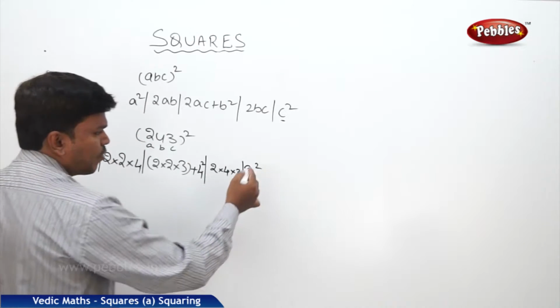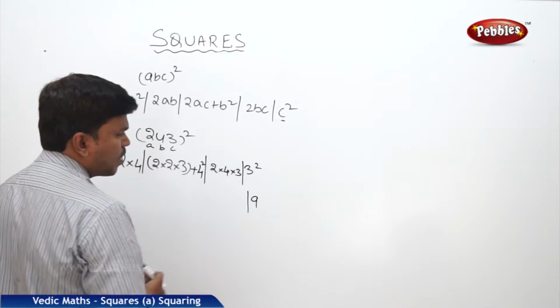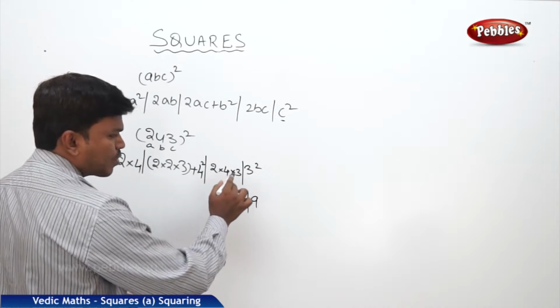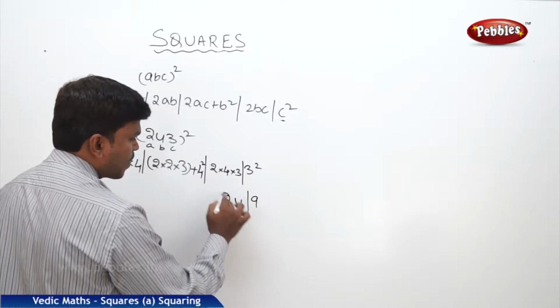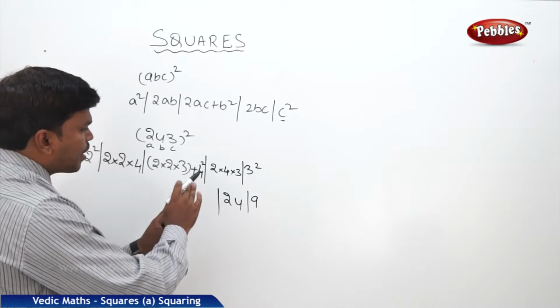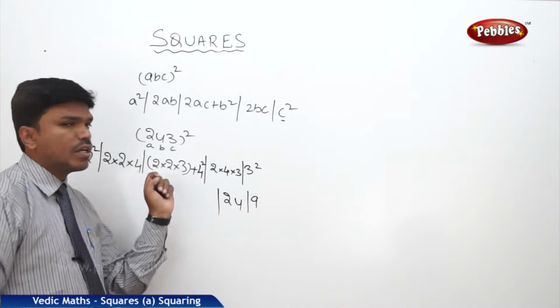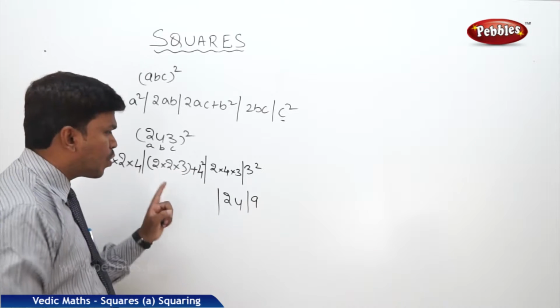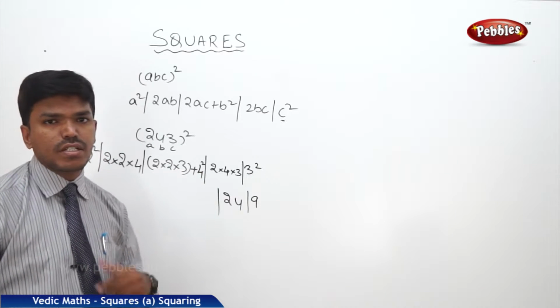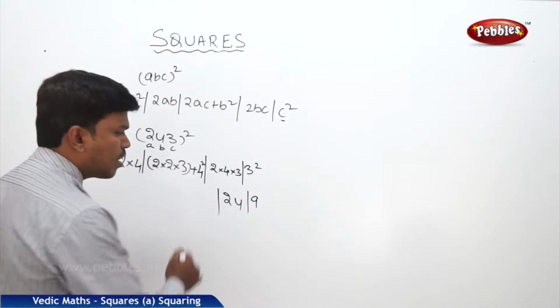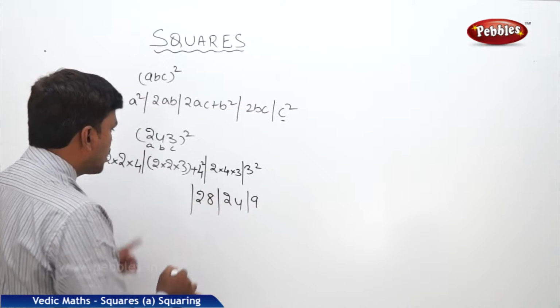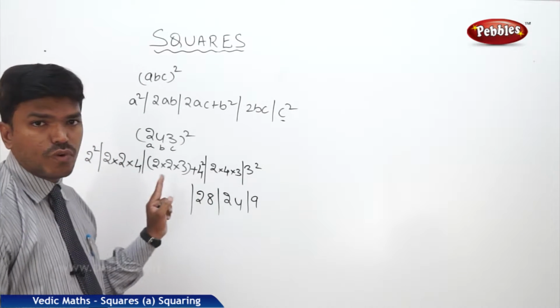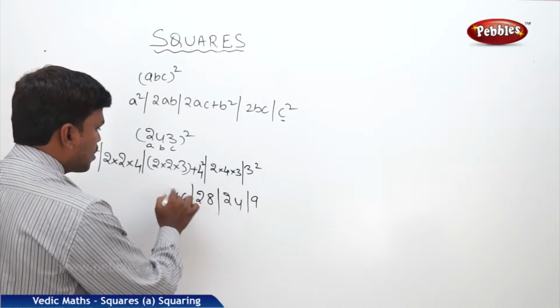Now simplify this one. Start from the right side. 3 square is 9. 2 into 4 into 3: 2 4s are 8, 8 3s are 24. 2 into 2 into 3 plus 4 square. First solve the calculation within the brackets. 2 2s are 4, 4 3s are 12. 12 plus 4 square is how much? 16. So 12 plus 16, 28. Next 2 into 2 into 4: 2 2s are 4, 4 4s are 16.